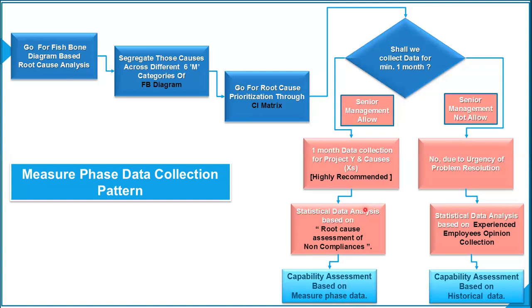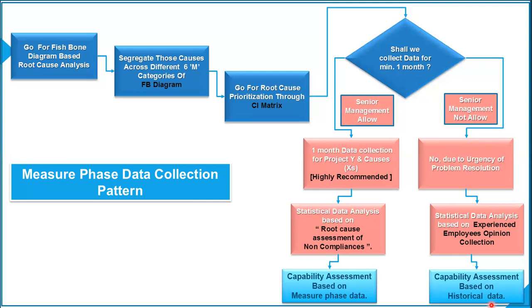So this is one angle, one way. Another way is when senior management is not allowing even 1 month for major phase data collection of root causes. This is because of the urgency of problem resolution, as we already spoke. So we will do statistical data analysis based on experienced employees' opinion collection. What we are going to do in that and how we're going to do it, we are going to look into in the very next video. And of course, once we are done with this, we have the capability assessment based on historical data. So this is what we're going to do.